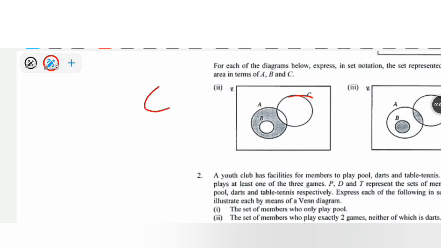And also B was not shaded at all. So there must be a B prime, C prime. And they didn't shade B. And they didn't shade C. Now to get the answer, you see that it's only A that was shaded. So the answer will look like this. Because A was shaded, they're going to have A intersection B prime. B was not shaded at all, so B prime. Then intersection with C prime. So that's the answer to that question.